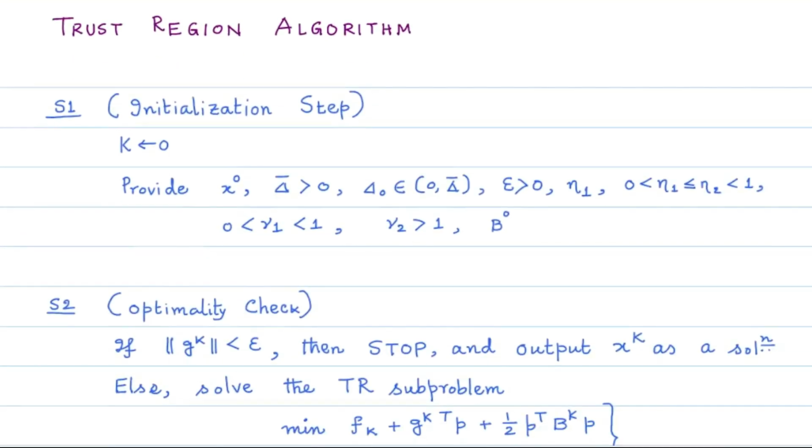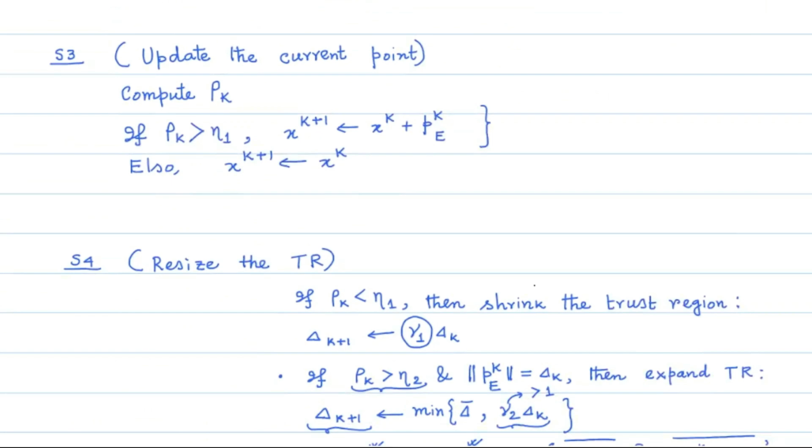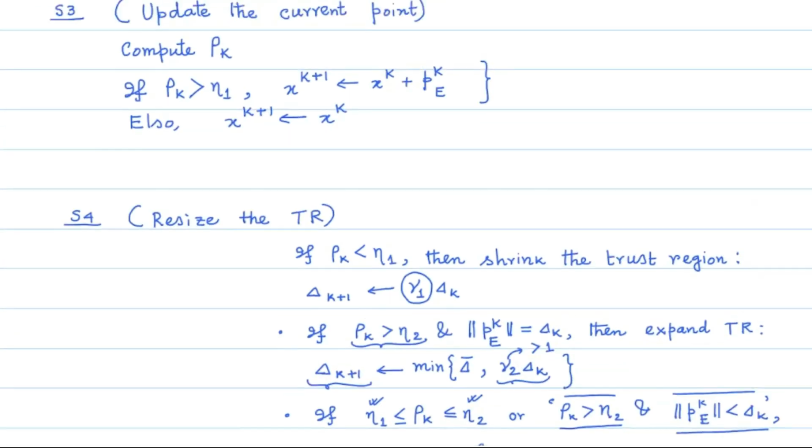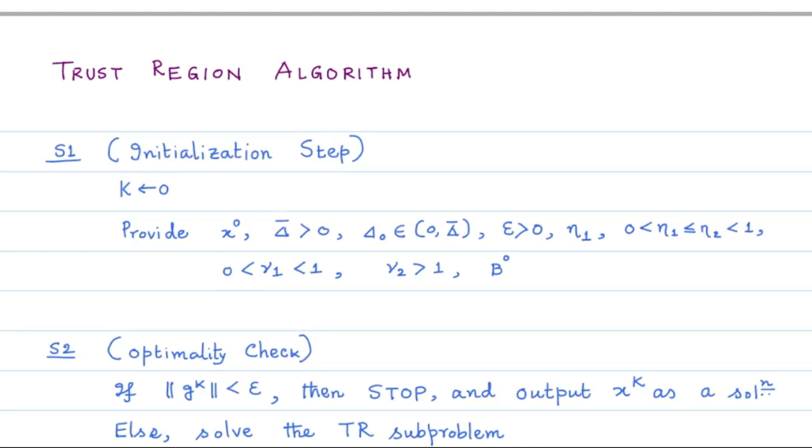Here is an algorithm of general trust region methods. We have in total 5 steps in this algorithm. The first step is initializing the parameter values. We start by providing an initial point x_0.